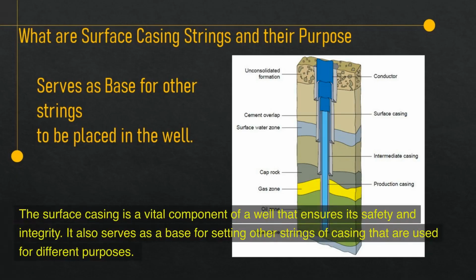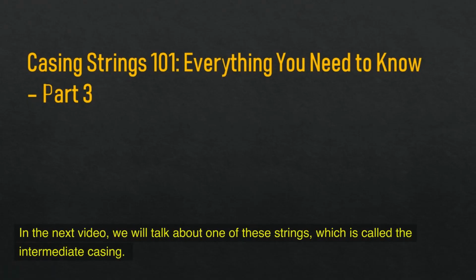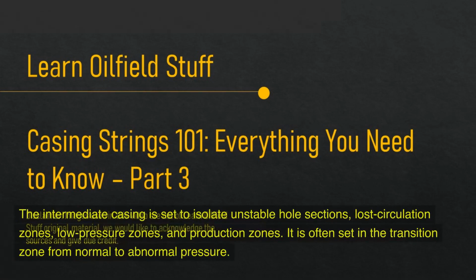The surface casing is a vital component of a well that ensures its safety and integrity. It also serves as a base for setting other strings of casing that are used for different purposes. In the next video, we will talk about one of these strings, which is called the intermediate casing. The intermediate casing is set to isolate unstable hole sections, lost circulation zones, low pressure zones, and production zones. It is often set in the transition zone from normal to abnormal pressure.